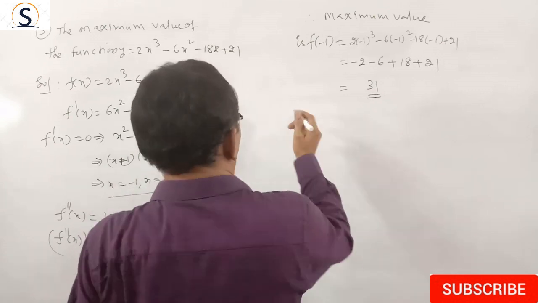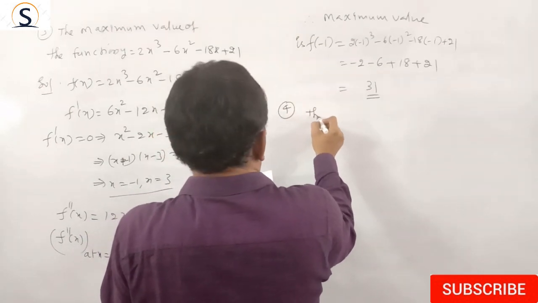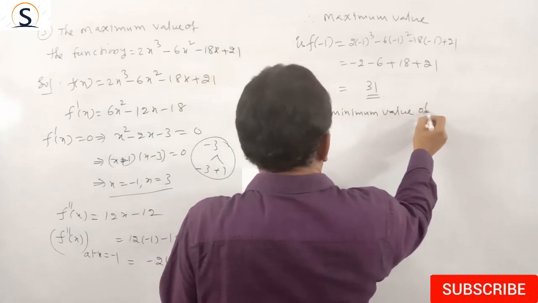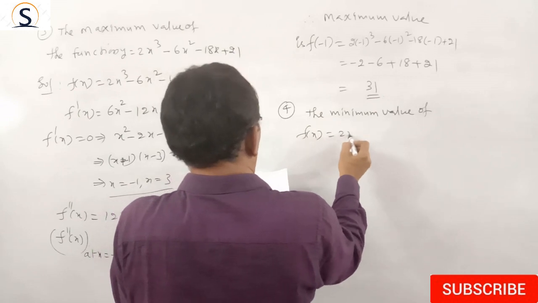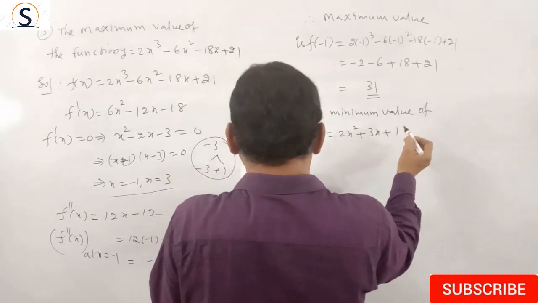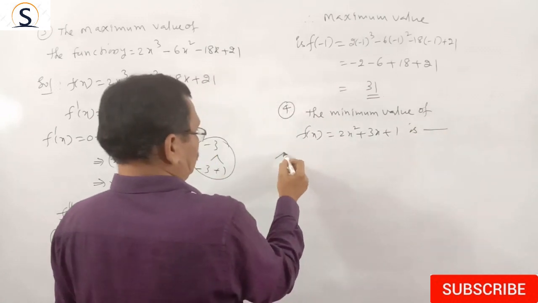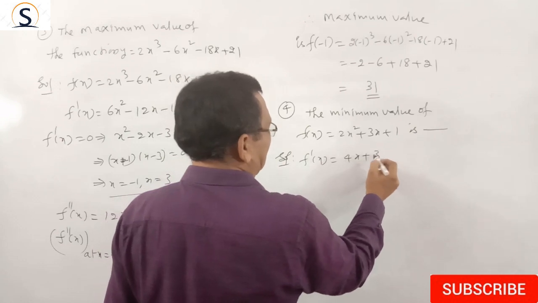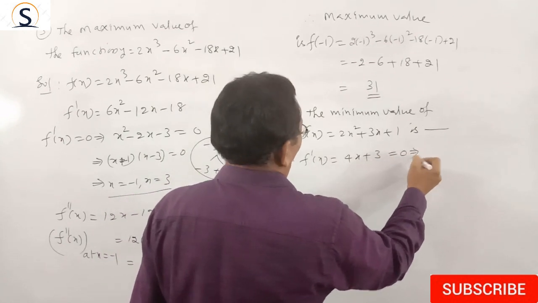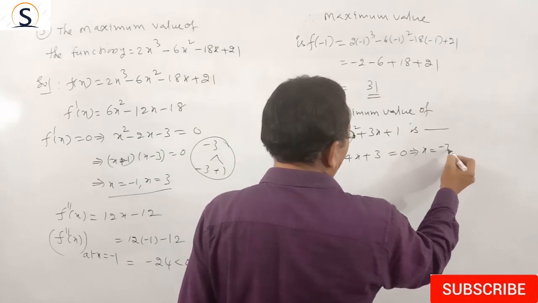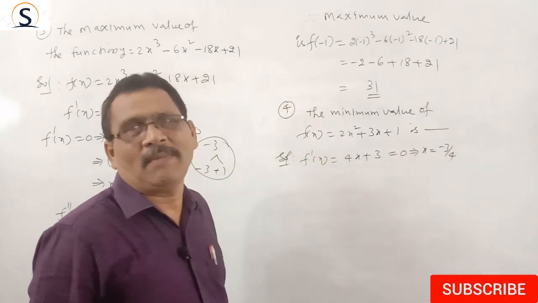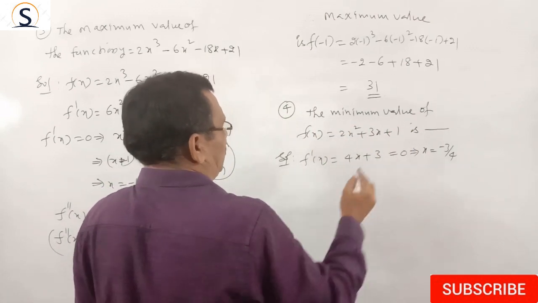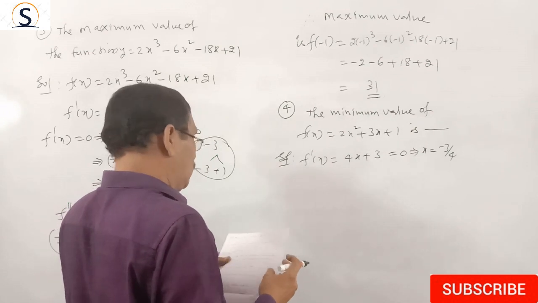Next, the fourth one is the minimum value of f of x is equal to 2x square plus 3x plus 1. So f dash of x is 4x plus 3. f dash x is equal to 0 implies x is equal to minus 3 by 4. Only a single value, minus 3 by 4. So you want the minimum value of the function.